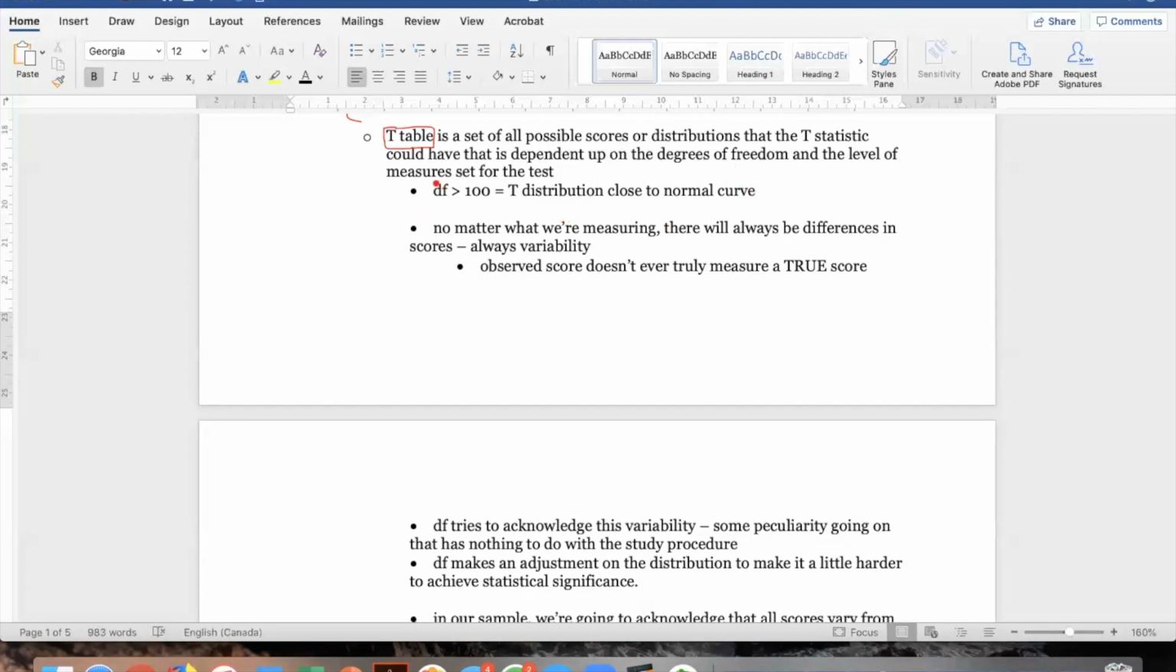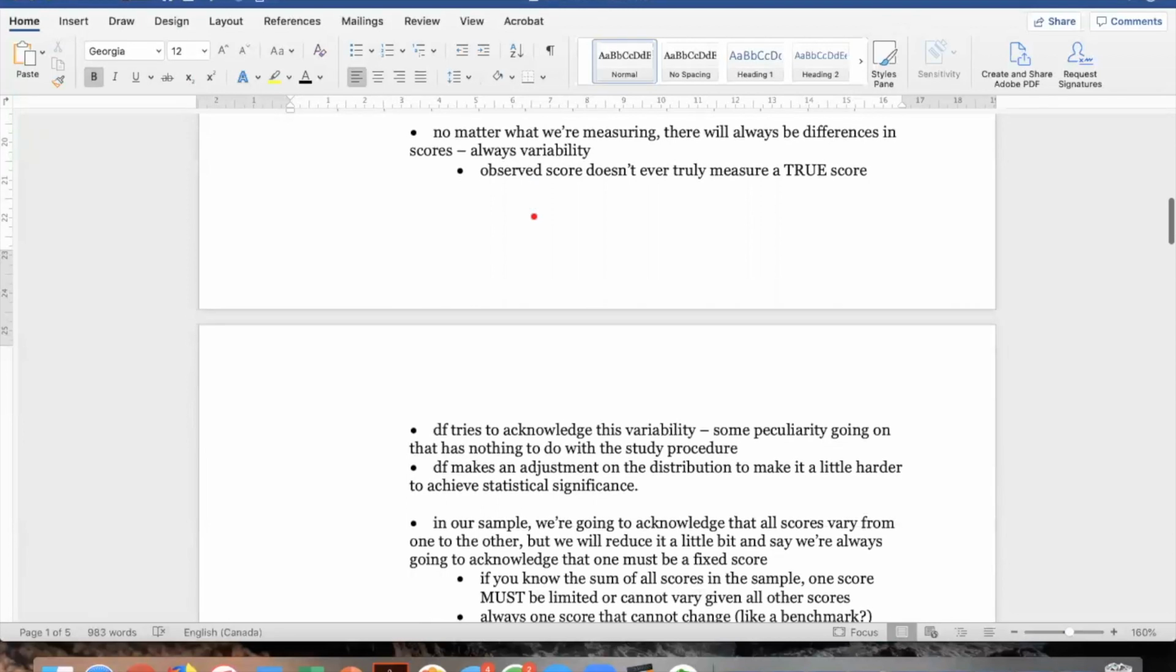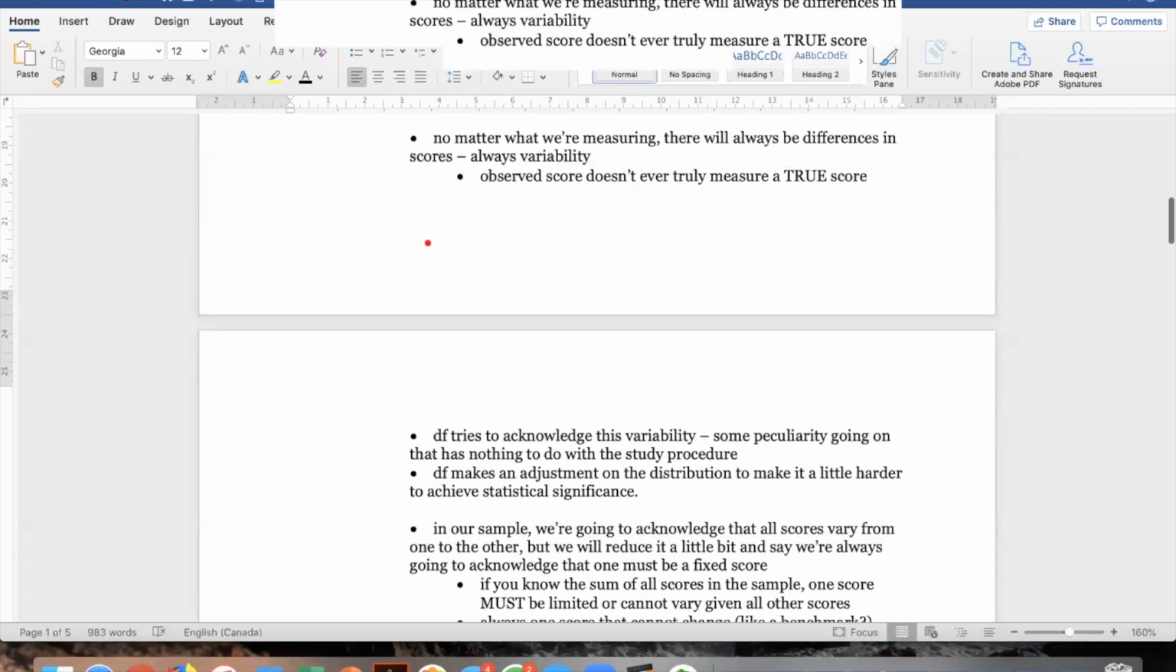So if the degrees of freedom is set at greater than 100, then you'll see, this is better explained in the actual chart. This explanation of degrees of freedom, I'm going to go through it quickly, because you'll understand it more when we do the ANOVA. It's way easier to understand there, but let's just go through it. If you don't quite get it right now, that's okay.